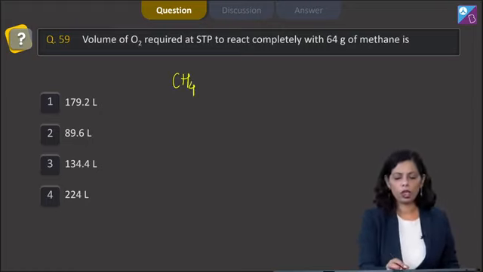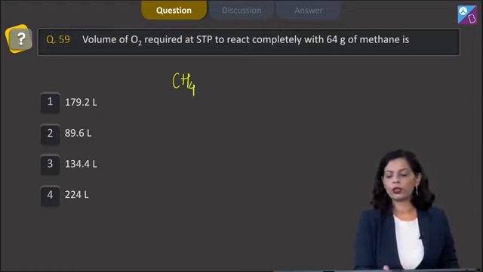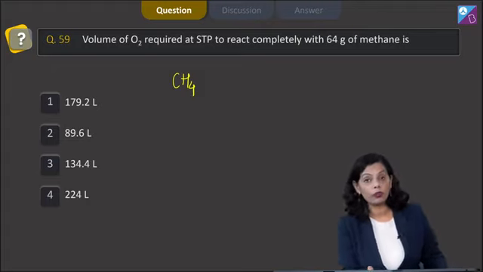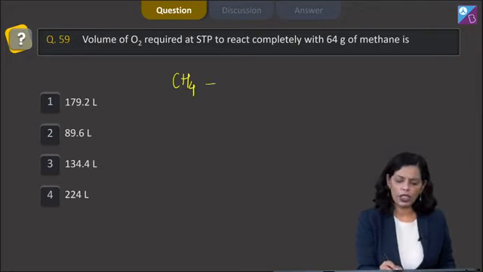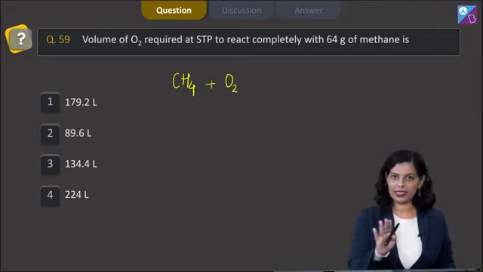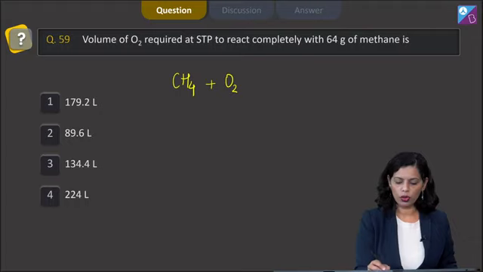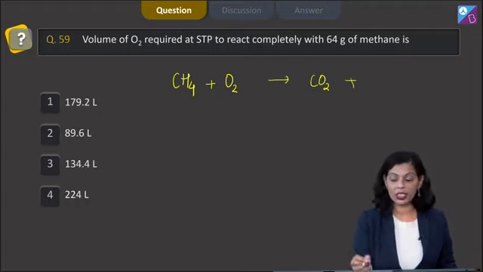Now, volume of oxygen required at STP to react completely with 64 gram of methane. It means methane you have and it's reacting with oxygen. It means simply the combustion of methane is going on. Please learn this reaction, right? CH4 plus O2, complete combustion, resulted in the formation of carbon dioxide and water.